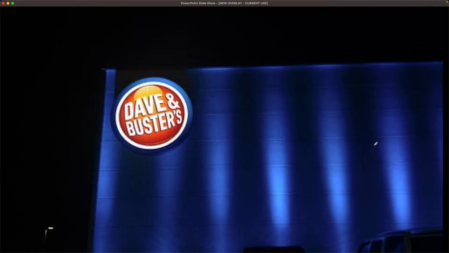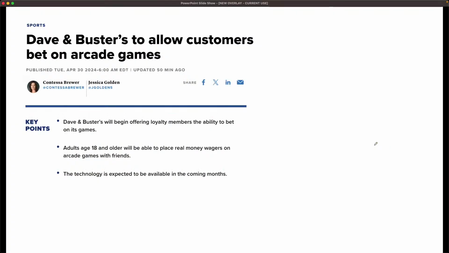But nevertheless, Dave & Buster's released some crazy news. Dave & Buster's to allow betting on arcade games. Now, I wish I was a kid because, geez, it would be a super fun time to go to the arcade, not only to put your quarters in the machine, but you can actually bet. That seems like it's something different.